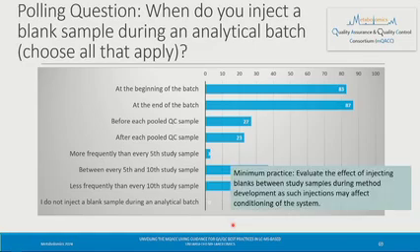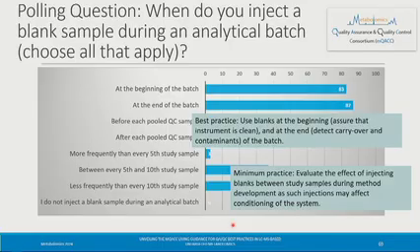And again, as a minimum practice, we're suggesting to evaluate the effect of injecting our blanks between study samples during the method development, so that we know if that's going to impact the conditioning of the system. And as a best practice, using blanks at the beginning and the end to ensure that your instrument is clean before you start using it and to detect any carryover once you get towards the end of your batch.